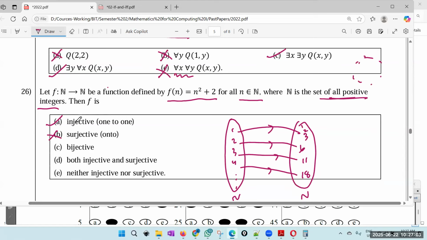If it is injective and surjective, it is bijective. But it is not surjective, so therefore it is not bijective. We discussed those, right? So both injective and surjective? No, because it is not surjective.